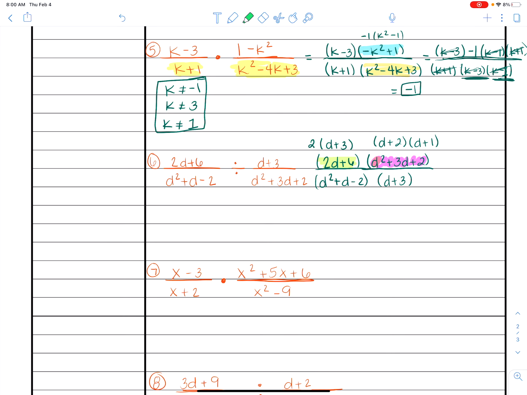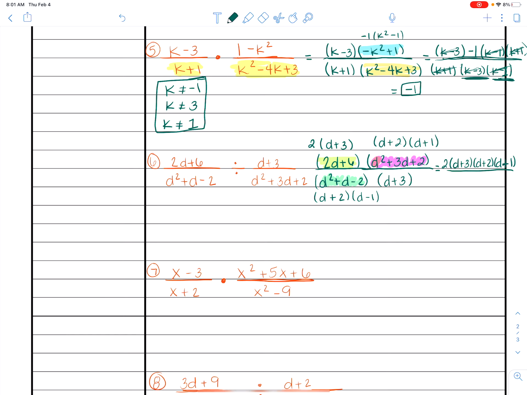Next, if I take d squared plus d minus 2, that factors into d plus 2 and d minus 1. And then d plus 3 doesn't factor. So let's rewrite what we have there. So we have a 2, d plus 3, d plus 2, d plus 1.